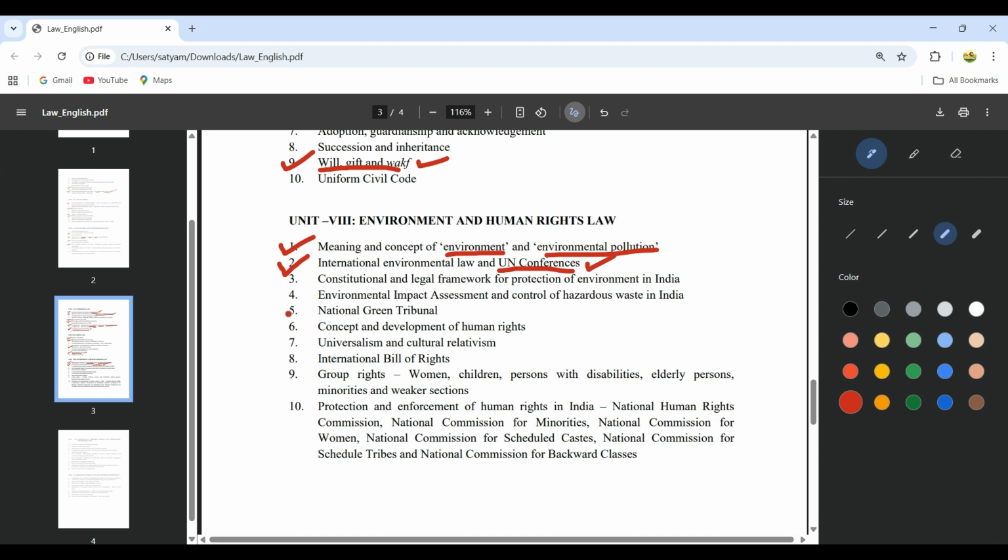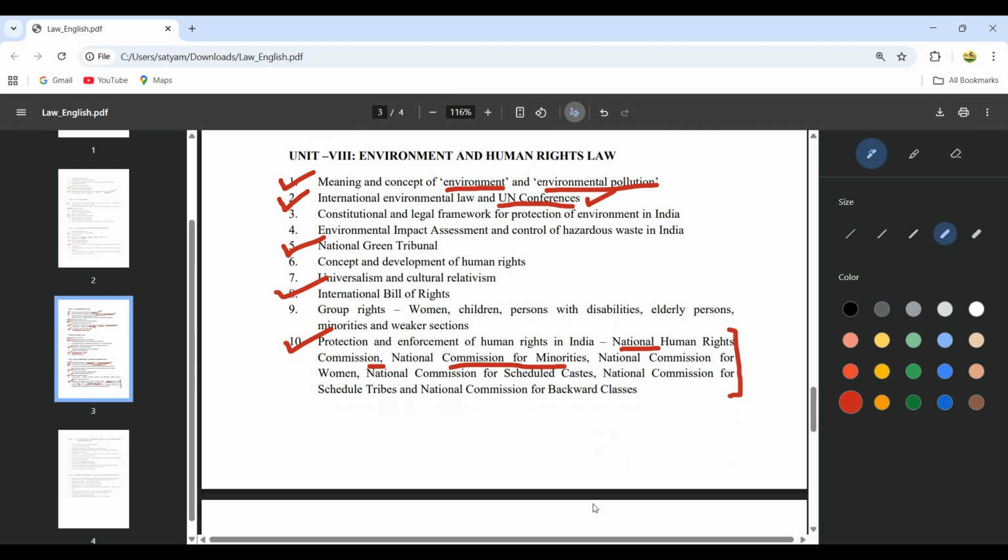Apart from these two topics, we have NGT, National Green Tribunal, International Bill of Rights, and questions relating to protection and enforcement of human rights in India, composition of NHRC, composition of the National Commission for Minorities, and constitutional provisions related to these topics are very important under this unit.